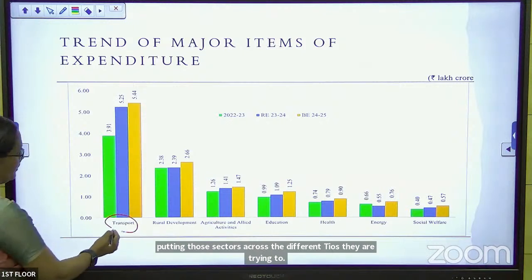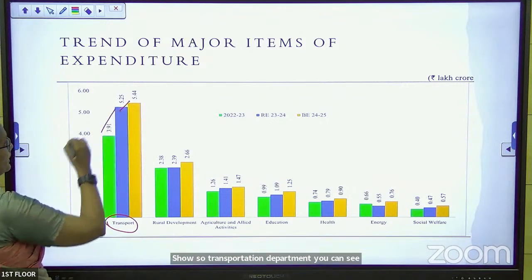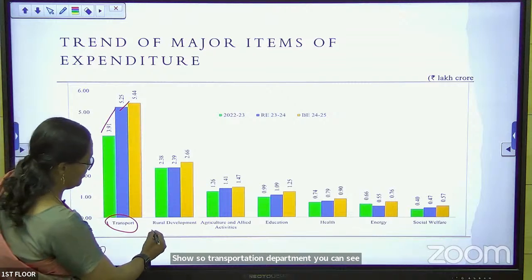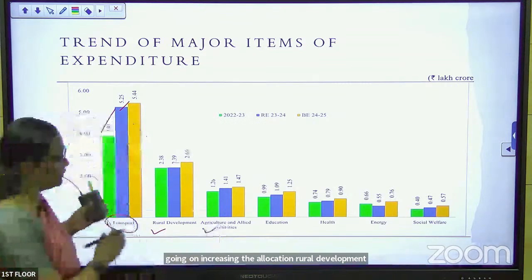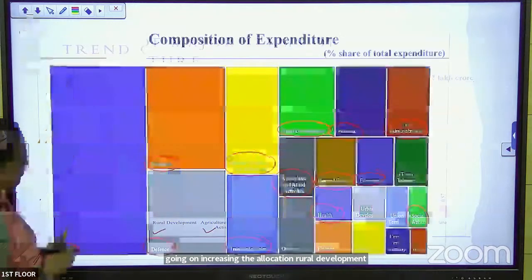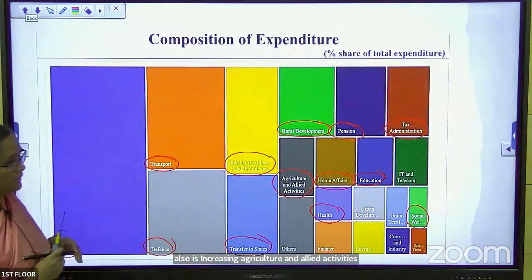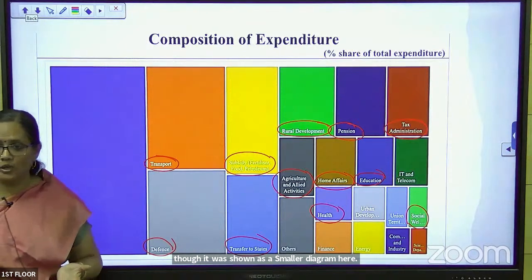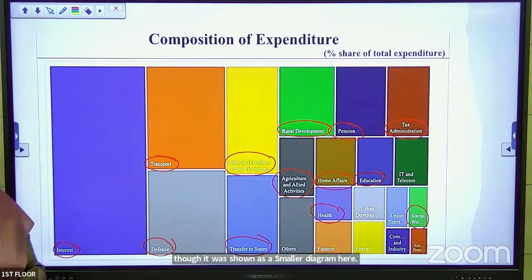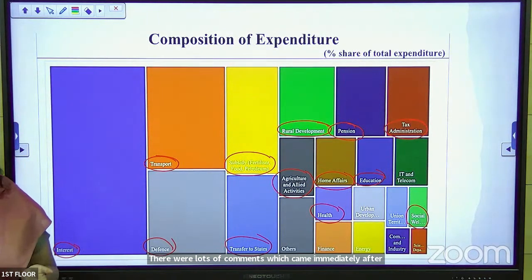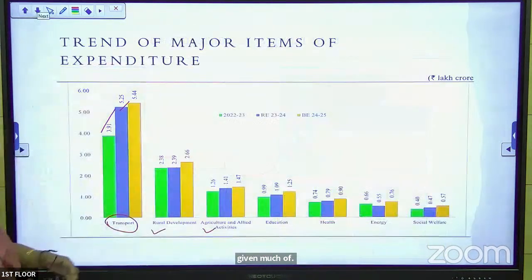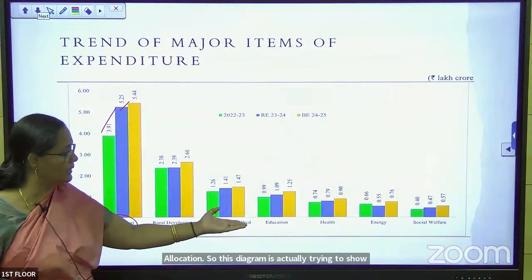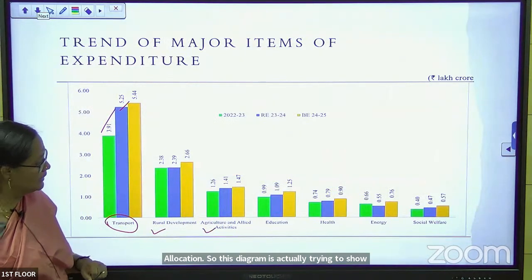So transportation department, you can see that it is going on increasing the allocation. Rural development also is increasing. Agriculture and allied activities, though it was shown as a smaller diagram here, there were lots of comments which came immediately after the budget presentation that the agriculture sector was not given much allocation. So this diagram is actually trying to show that slowly the agriculture related thing is increasing.